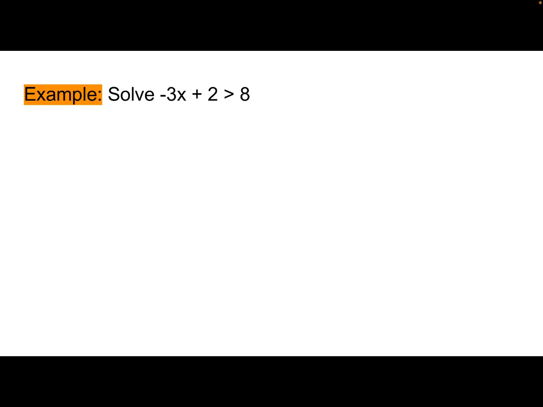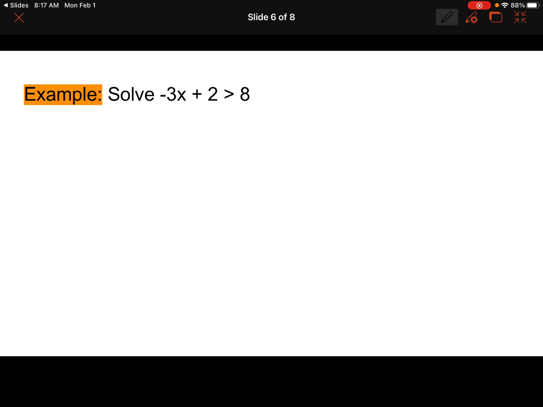So we want to solve negative 3x plus 2 is greater than 8. All right, so again, we're going to draw our line down here. Now I can subtract a 2 from both sides. So 2 minus 2 is 0. So on the left side, we have a negative 3x is greater than, and 8 minus 2 will give us 6.